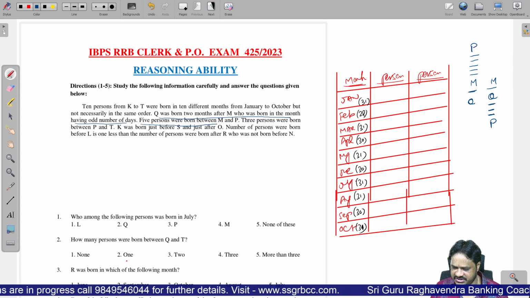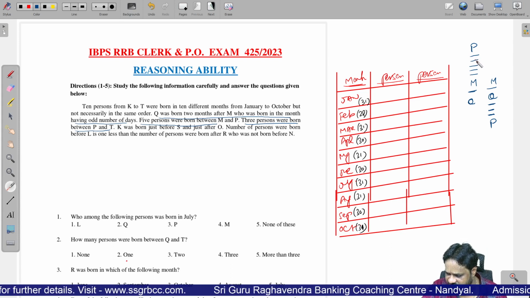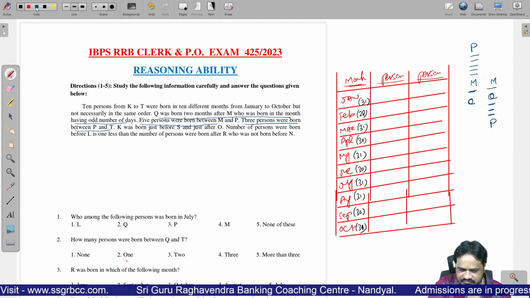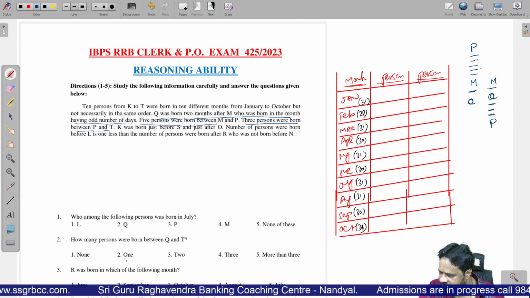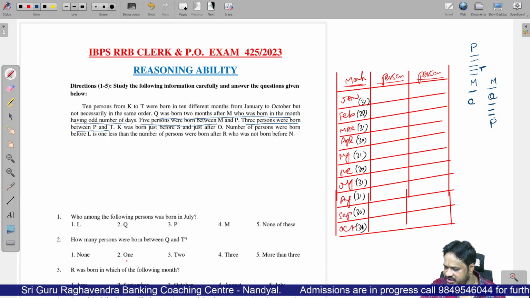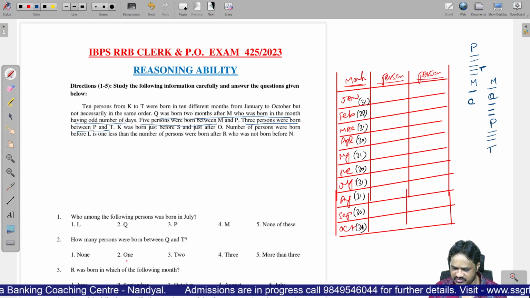After 5 persons, P. There are 3 persons between P and T. See here, after P, take 1, 2, 3. After that, you write here T. After P, take 3 gap, write down T. Now here also, after P, take 3 gap, write down T. Why? Because before P, there is Q. So this is one thing.